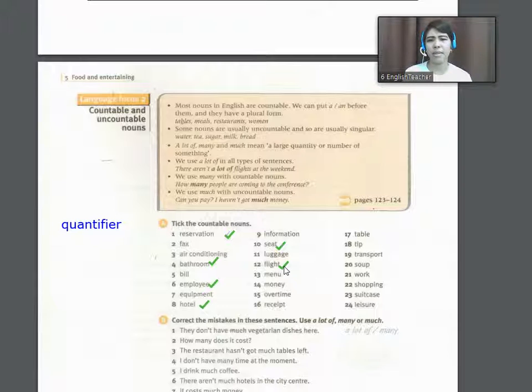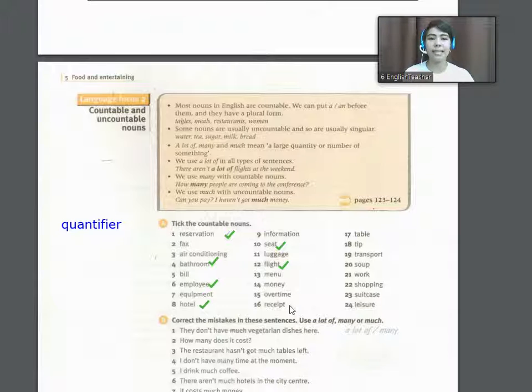Overtime. Is it countable or uncountable? Overtime is uncountable because we cannot count time. Work plus time, that's the reason why we have overtime pay. We pay them based on the effort and work that you do, but time basically is uncountable. But when you're talking about hours, minutes, and seconds, those are quantifiers. We can count them.